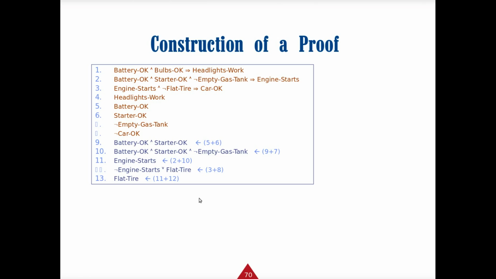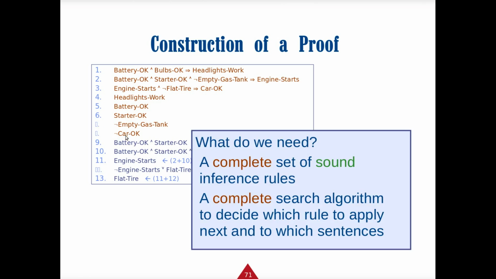And so we build up a proof, which we did using those examples before. What do we need? We need a sound set of rules, and a complete search algorithm that decides which rules to apply and to which sentences. If we want a complete knowledge base, we need to know which sentences to apply to build it up.